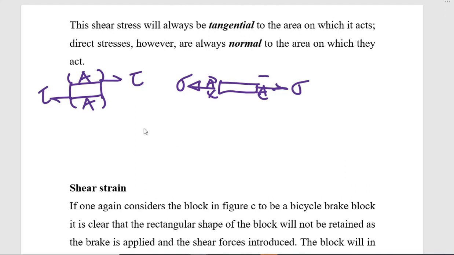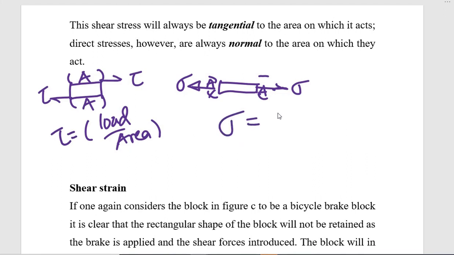Okay, and all these are load over area. That is tau. Even this sigma, normal stress, is equal to load over area. So this one is a shear load, this one is the load applied normal to the area, and these are the areas onto which those forces creating the stresses are being applied.